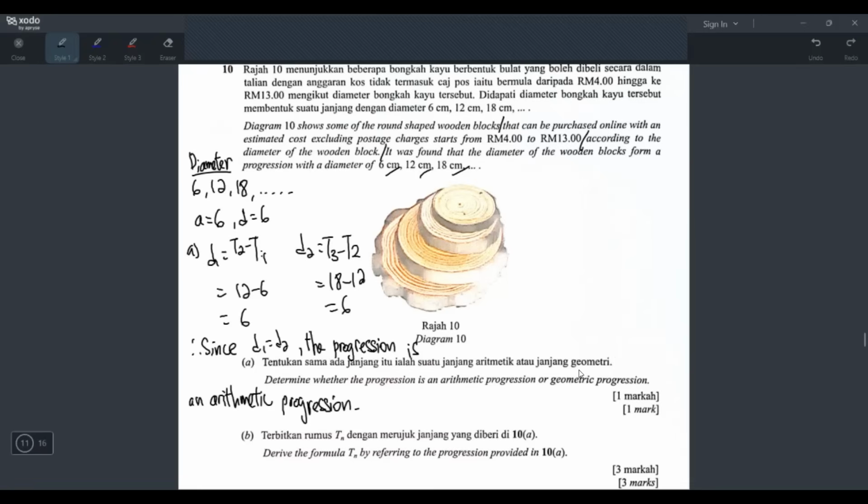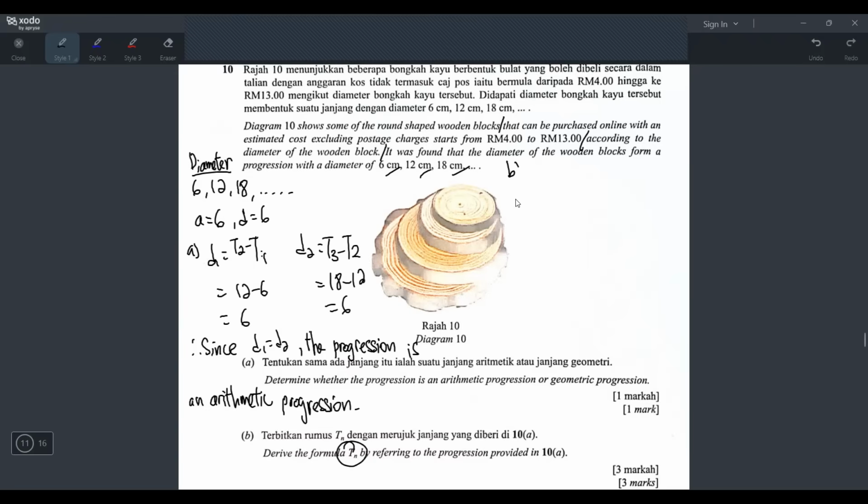Then what if it's geometric? How do you prove it's geometric? Then you write r1, r2. The r1 will be T2 divided by T1, then the r2 will be T3 divided by T2. That's if it's geometric. Okay, question B. Derive the formula Tn by referring to the progression provided in 10A. So they want me to derive the formula. But how can we derive?